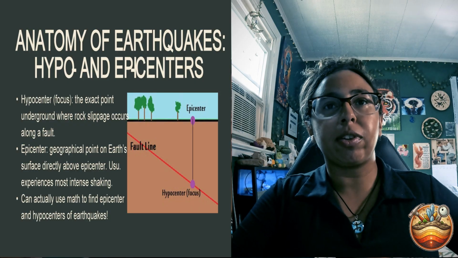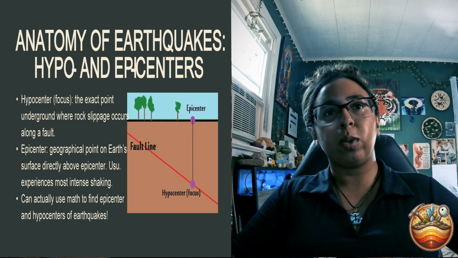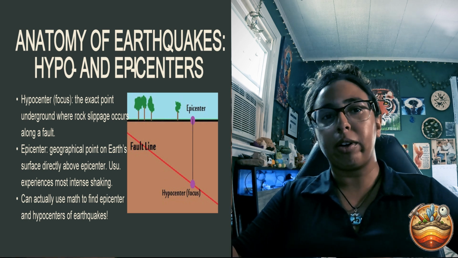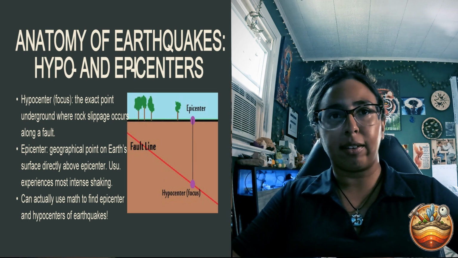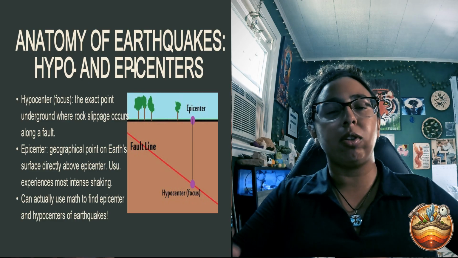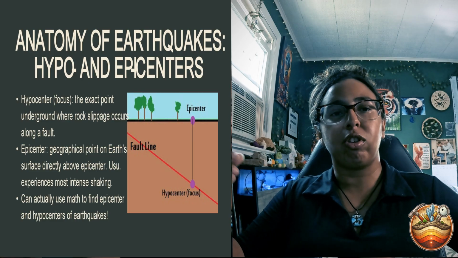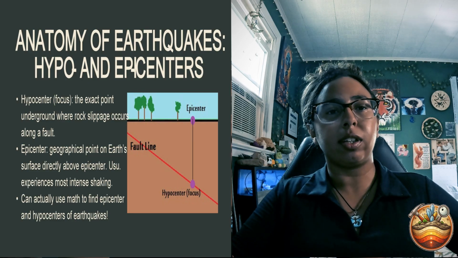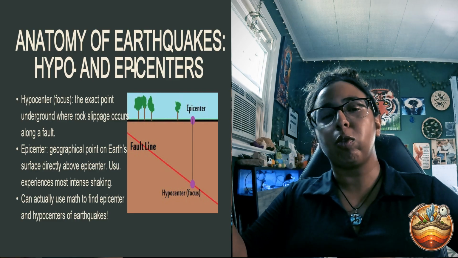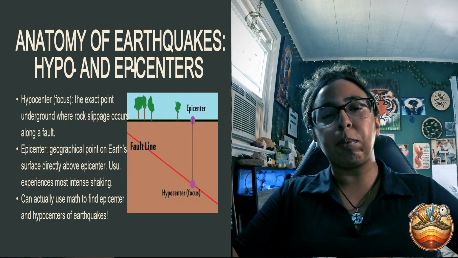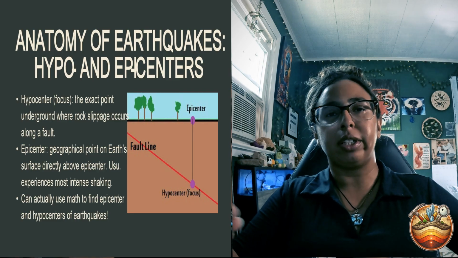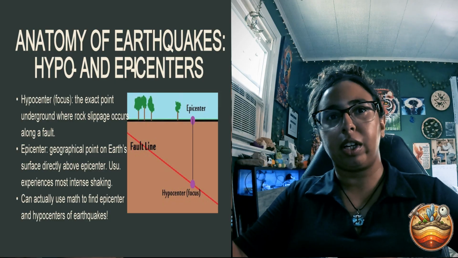There's the hypocenter, or the focus, which is the exact point underground where the rock slippage is occurring along that fault line. And then we're also going to be looking at the epicenter, which is just the geographical point on Earth's surface directly above the hypocenter. This you would be able to locate on a map. The hypocenter, not so much unless you include depth, and then it's not really the map as we understand it.